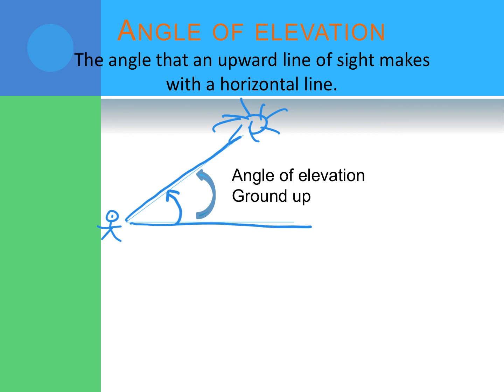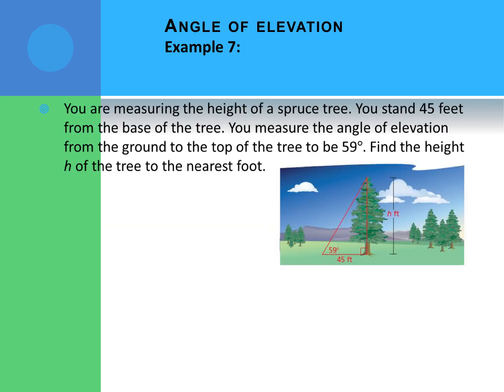So let's try the last word problem. It says you are measuring the height of a spruce tree. You stand 45 feet from the base of the tree. You measure the angle of elevation from the ground to the top of the tree to be 59 degrees. Find the height, h, of the tree to the nearest foot.